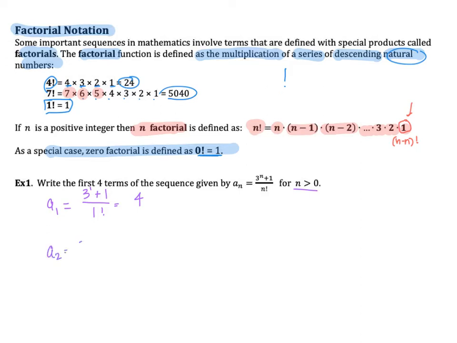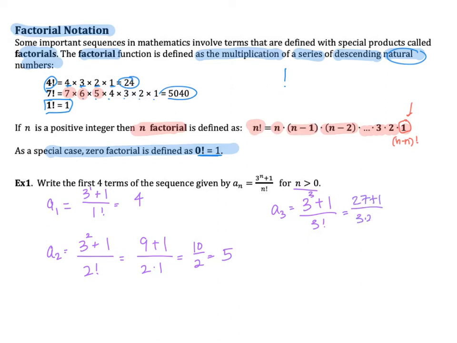A sub 2. That's 3 to the second power plus 1 divided by 2 factorial. That's 9 plus 1 divided by 2 times 1. So 10 divided by 2, so you get 5. A sub 3 is 3 to the third power plus 1 divided by 3 factorial. That's 3 times 3, which is 9 times 3, which is 27 plus 1 divided by 3 times 2 times 1. So it's 28 divided by 6, or if you want to reduce it, you could get 14 thirds.